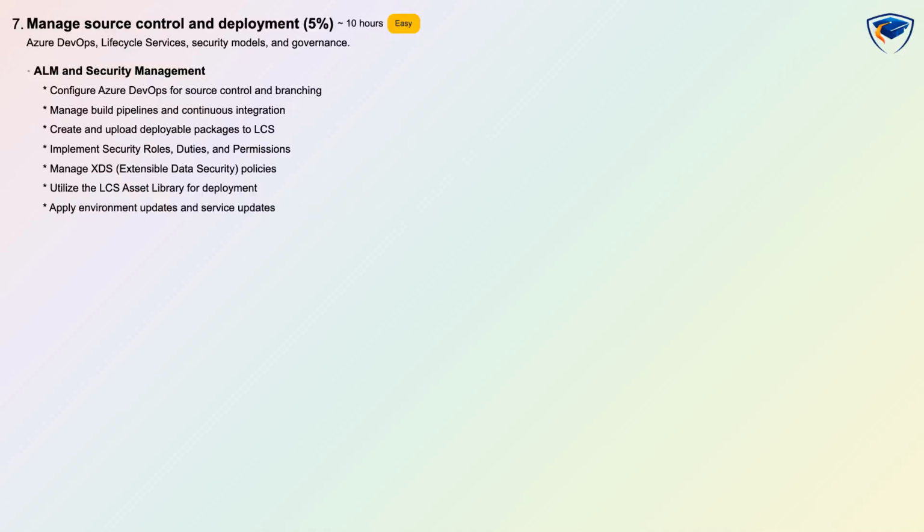Manage source control and deployment is 5%, easy difficulty, with about 10 hours of study and conceptual plus scenario-based assessment. You will configure Azure DevOps for source control and branching, manage build pipelines and continuous integration, and create deployable packages for lifecycle services. The domain also covers security roles, duties, permissions, XDS policies, using the LCS asset library, and applying environment and service updates. This area focuses on ALM processes, governance, and secure deployments.